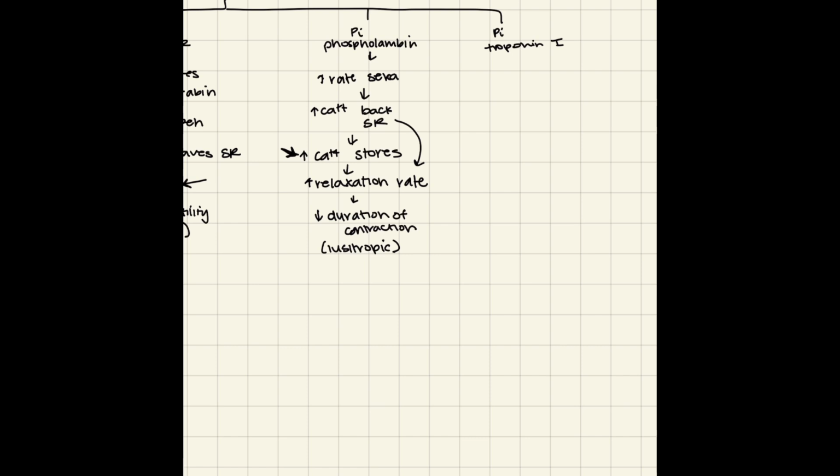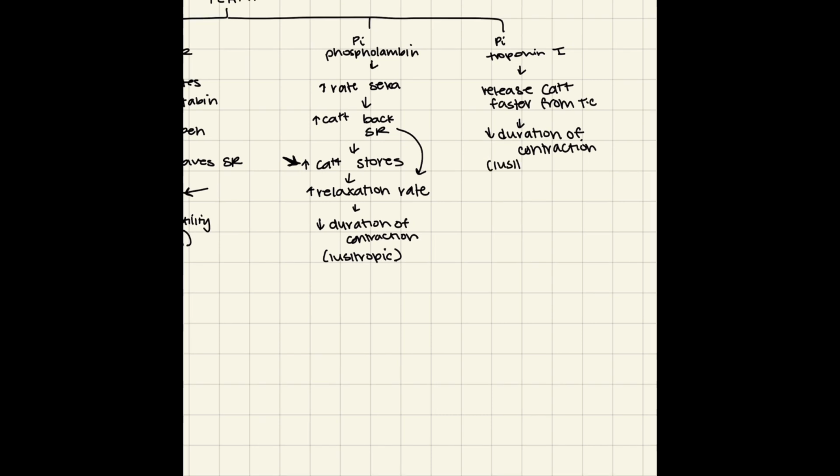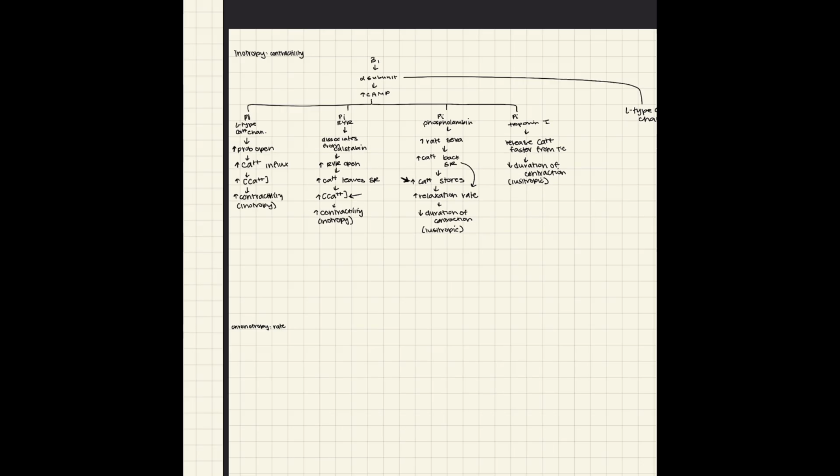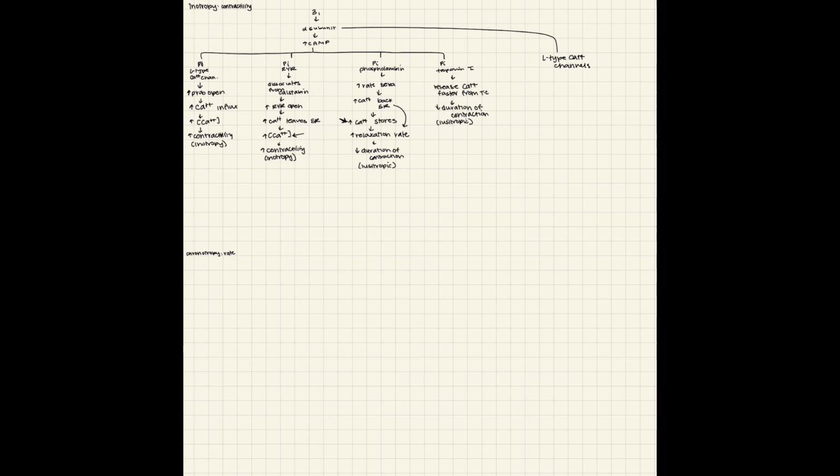And then the last one is when we phosphorylate troponin I, we release calcium faster from troponin C. I'm going to call it TC, but troponin C, which then again decreases the duration of contraction because we're going to increase our relaxation rate because we're releasing calcium faster, which is again a lusitropic effect. So those are inotropic mechanisms.